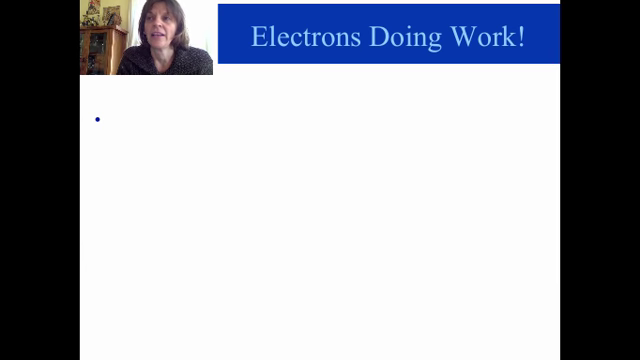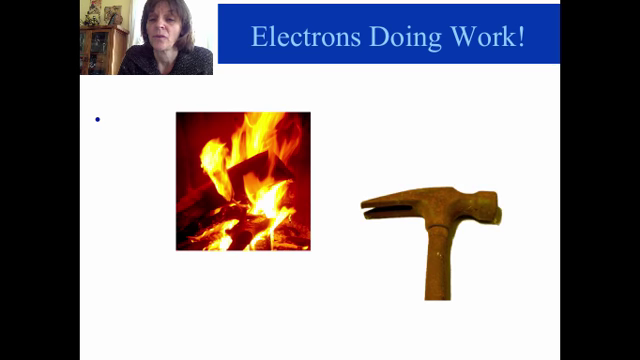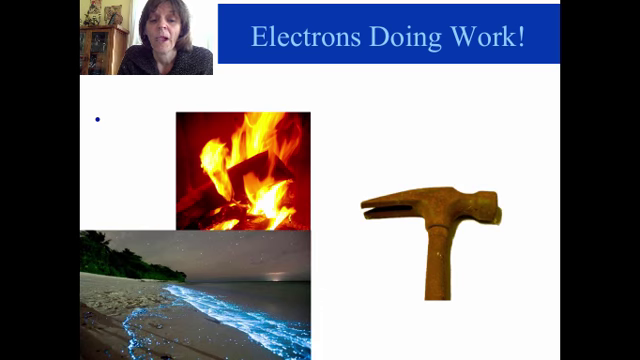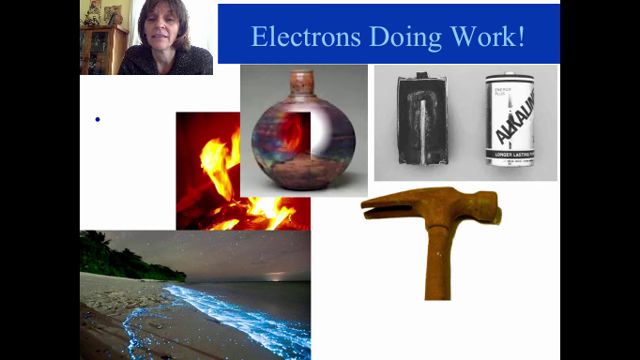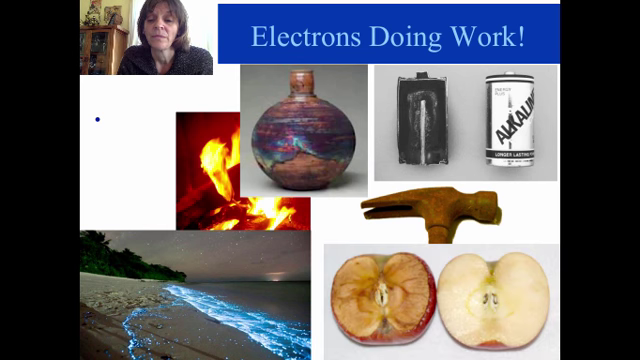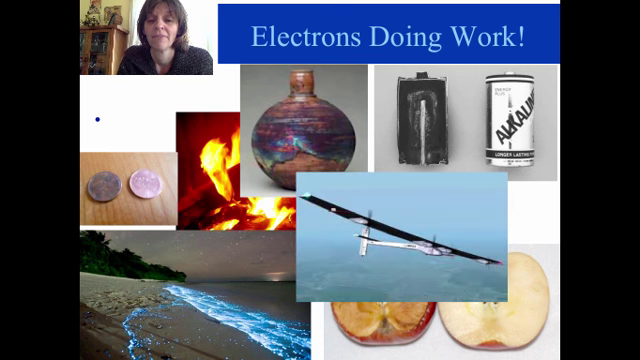Here are some examples of electrons doing work. That's what electrochemistry is all about. In fire, the wood is oxidized to produce lots of energy for heat, rusting, bioluminescence, batteries, some awesome glaze making in pottery, raku, oxidation of food, which helps it decompose, and oxidation of metals, along with some pretty cool solar power.